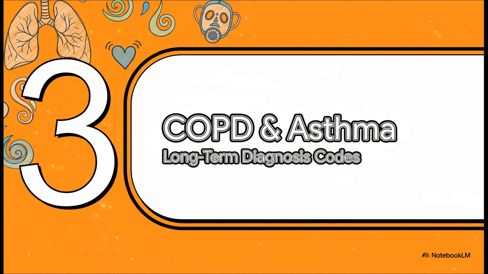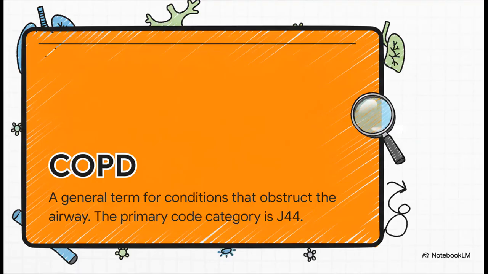Okay, let's switch gears a bit. We're moving from those acute infections to chronic conditions. With diseases like COPD and asthma, the codes have to capture not just the long-term status, but also any of those sudden flare-ups. Think of COPD as this big umbrella term. It can cover things like chronic bronchitis or emphysema. So for coders, the key is to hunt for documentation that gets more specific. What kind of COPD is it? And importantly, are they having an acute exacerbation? A sudden worsening of their symptoms.